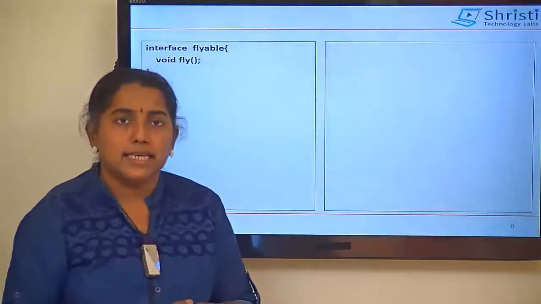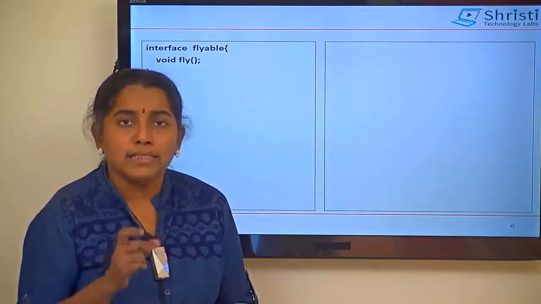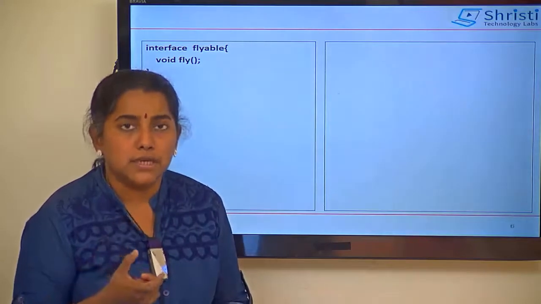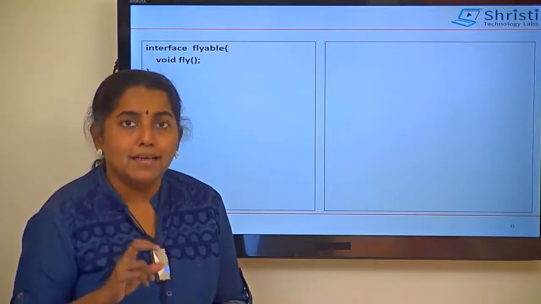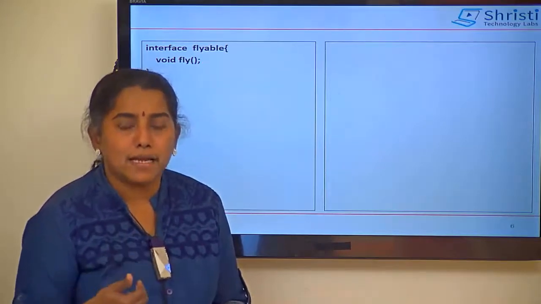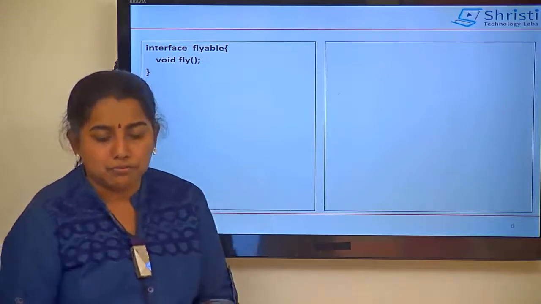Now let us see the example what we have discussed. Interface flyable. What is the naming convention for an interface? It should be in the form of adjective. Flyable, comparable, runnable. Comparable, runnable, these are all inbuilt interfaces. Now I have got a method fly.